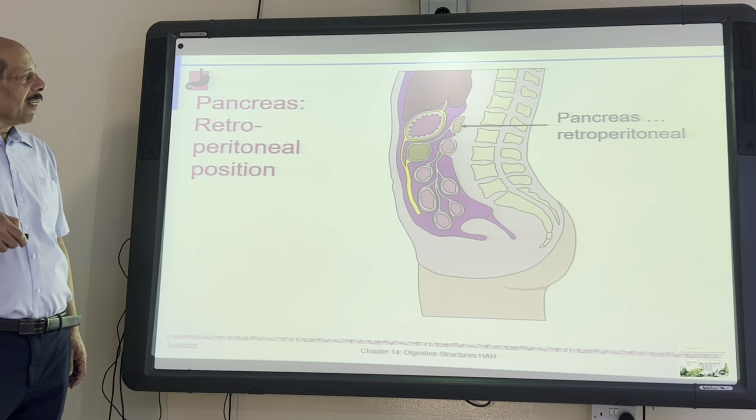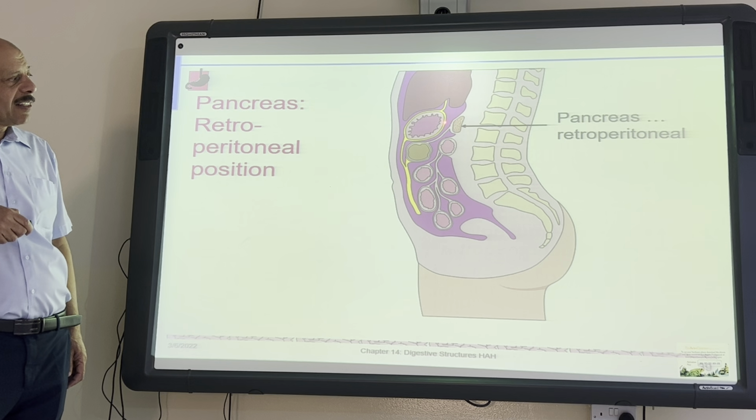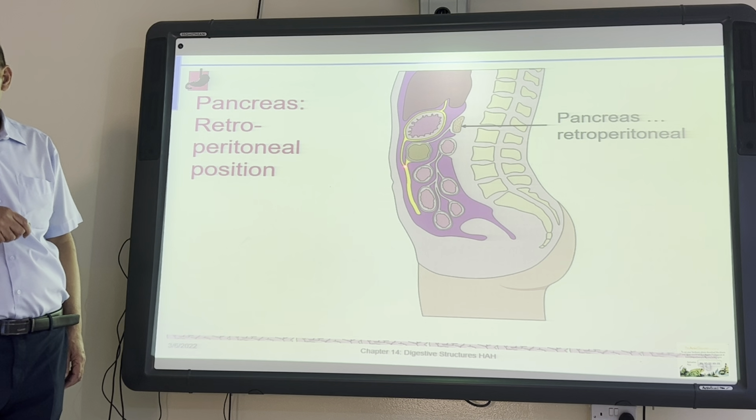So this is, again, the site of the pancreas, so it is retroperitoneal. So it is not covered by the peritoneum. This is, again, the map.